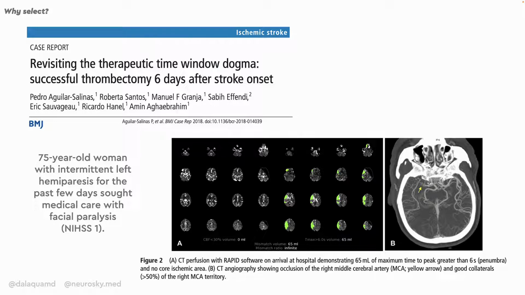So this is a case report that I think is very interesting, that has demonstrated the benefit of a very late thrombectomy after 6 days in this patient. She was a 75-year-old woman with intermittent left hemiparesis for the past few days who sought medical care with facial paralysis, and in the beginning she only had an NIH stroke scale of 1, and the CTA demonstrated a proximal right M1 occlusion.